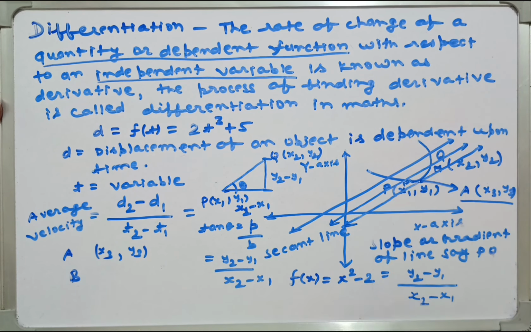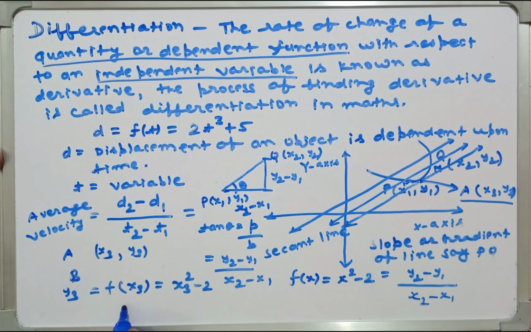Okay guys, so at this time we can write this one as f(x3) equal to x3 square minus 2. Okay, and now suppose we take another point here, say in this case this one is the y3 point.